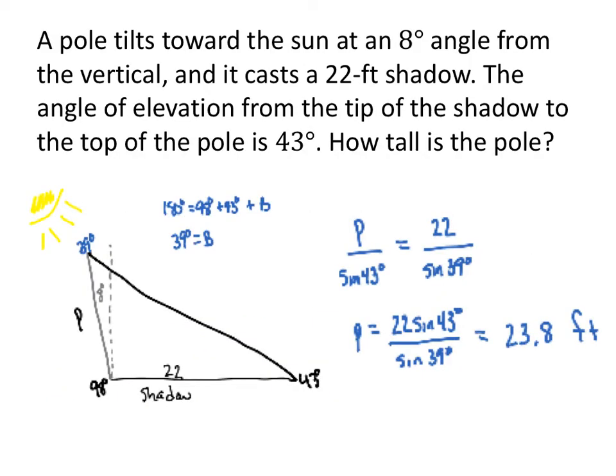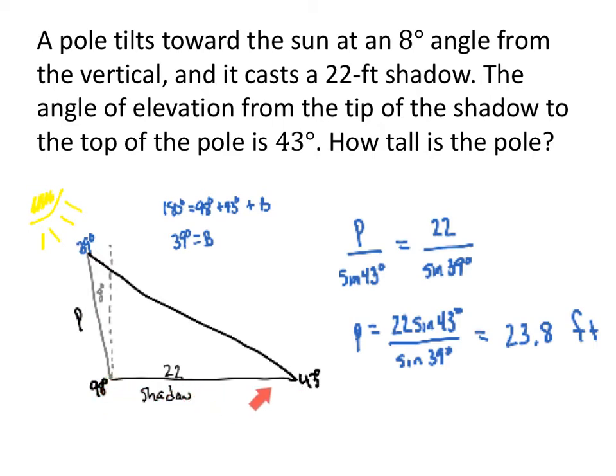So let's do some word problems. A pole tilts towards the sun at an 8-degree angle from the vertical. So if it's vertical, it tilts towards the sun at 8 degrees. It casts a 22-foot shadow.